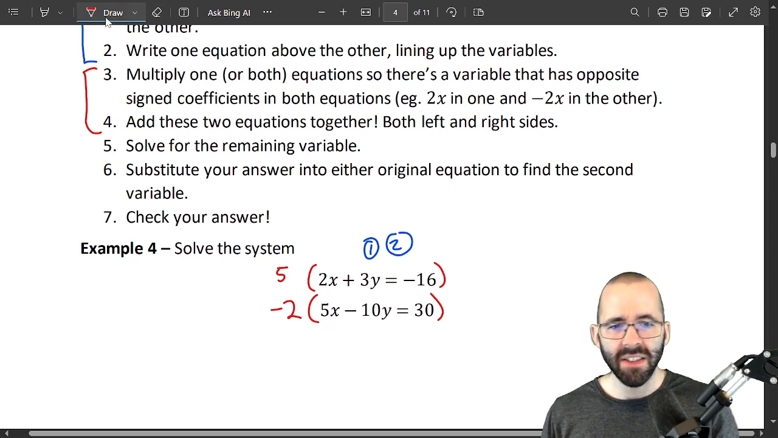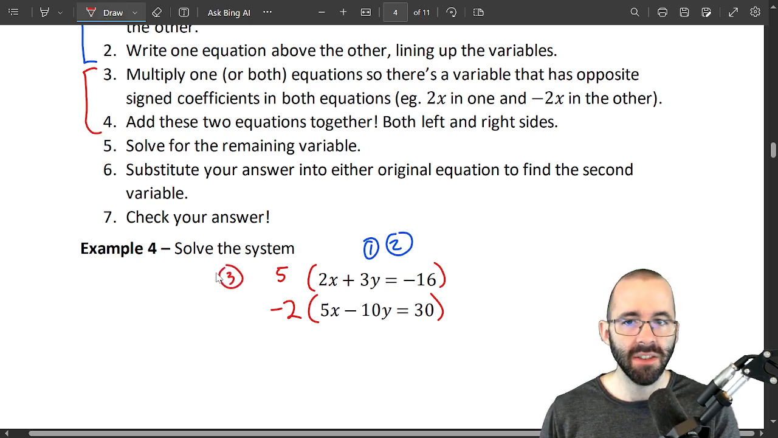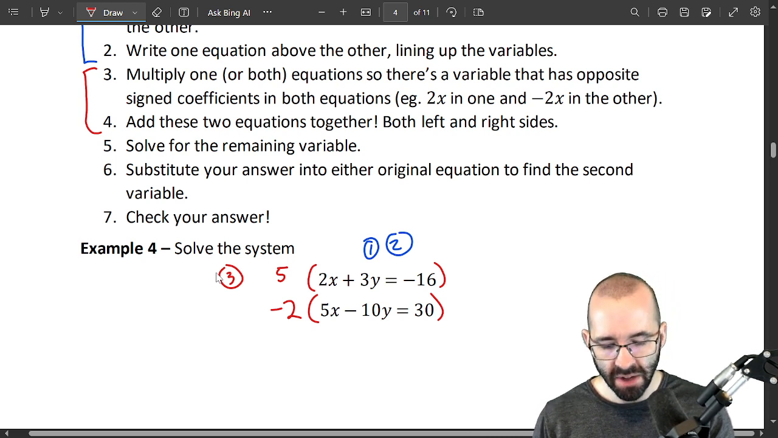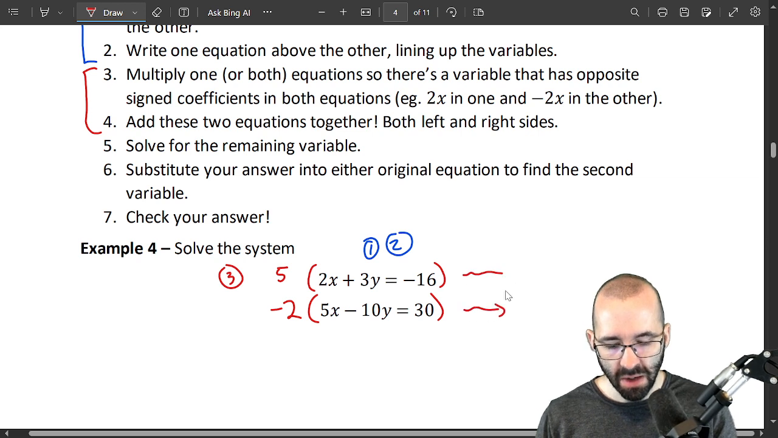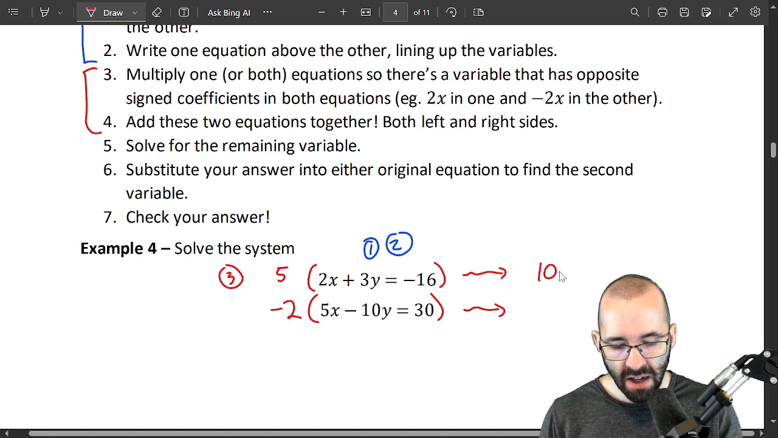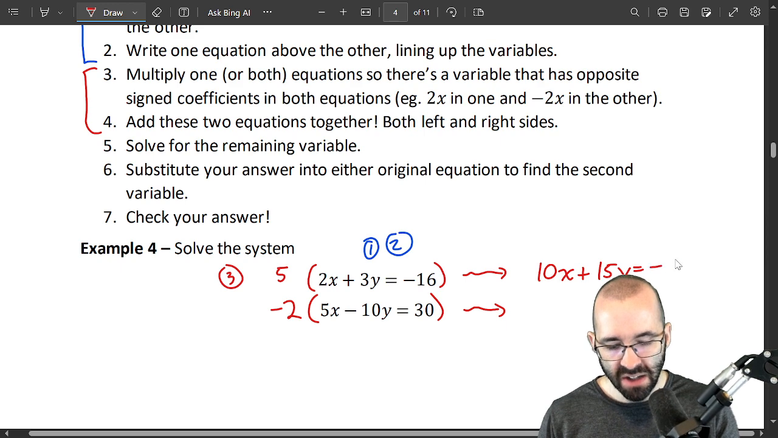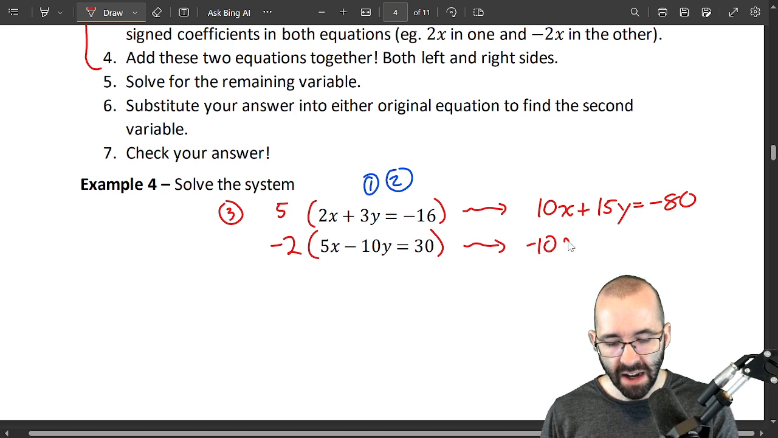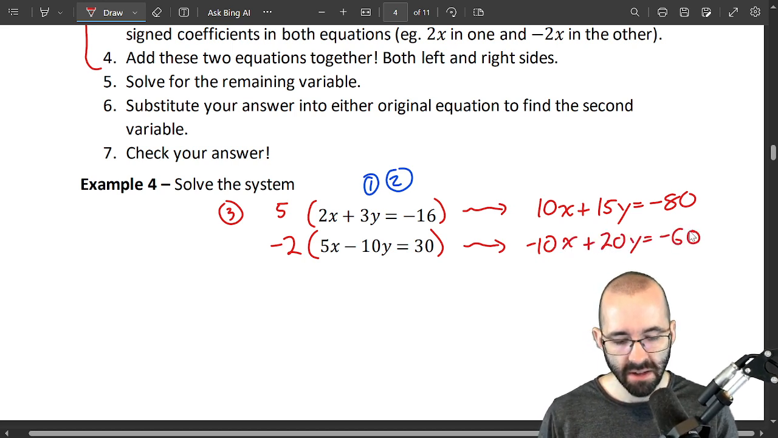Okay? This is just a weirdly phrased instruction for step 3. But the idea is that we're setting it up for the addition step. It'll make more sense when we get a little further along. So if we do step 3, what do these equations become? We multiply everything by 5 for the first equation. That gives us 10x plus 15y equals negative 80. And the second equation becomes negative 10x plus 20y equals negative 60.